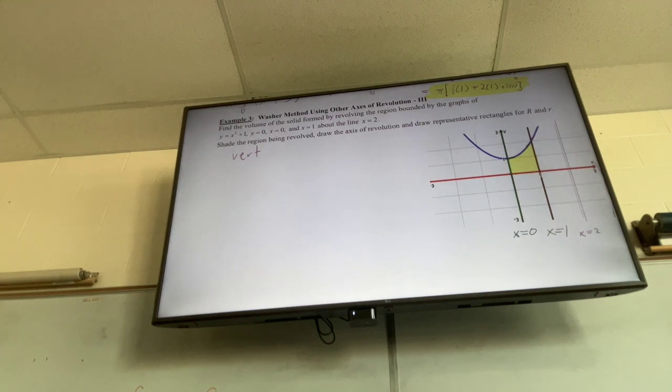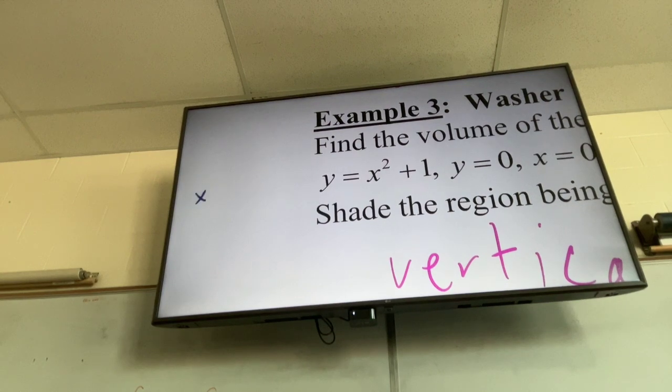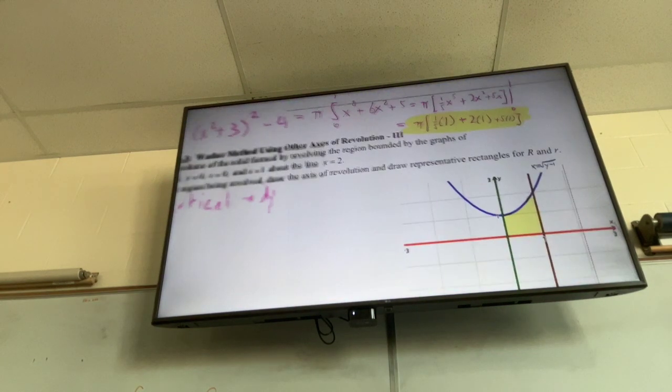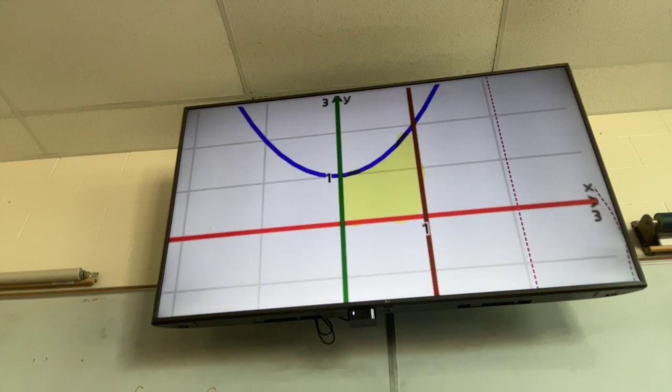Okay. So since it's a vertical axis of rotation, we're going to integrate with respect to what variable? Y. Dy, okay. So we're going to integrate functions of x or functions of y? Functions of y. So what do we have to do with this function of x? Change it. Okay, so it becomes x equals root y minus 1. I'm going to have to separate this into two. So now, it's not always right minus left. I'm going to do the line farthest from the axis of rotation minus the graph closest to it, okay? Does that make sense?